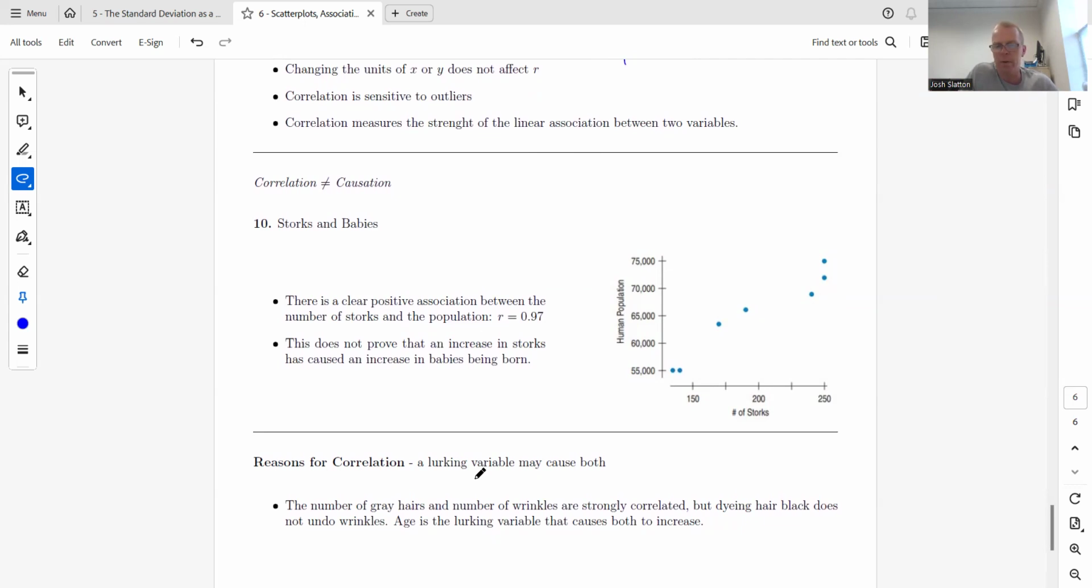So for example, the number of gray hairs and the number of wrinkles are strongly correlated. But if you dye your hair black, it does not get rid of your wrinkles. And the lurking variable, of course, is age. So the older you get, the more gray hair and wrinkles that you get.